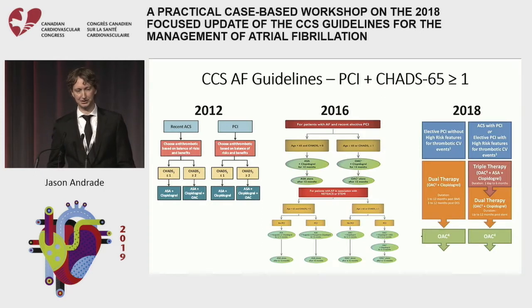Again, if we look at the evolution of the AF guidelines, back in 2012, we divided it by ACS or PCI. In 2016, it got a little bit more nuanced. In 2018, we contracted back to something that we thought was just a little bit clearer for the clinicians. And so if it's elective, if it's not high-risk features, you go down the pathway of dual pathway therapy. If it's high-risk PCI and ACS, then you're starting off with triple therapy for some duration, stepping back to dual therapy, and then when they become stable coronary disease again, you go back to anticoagulation alone.